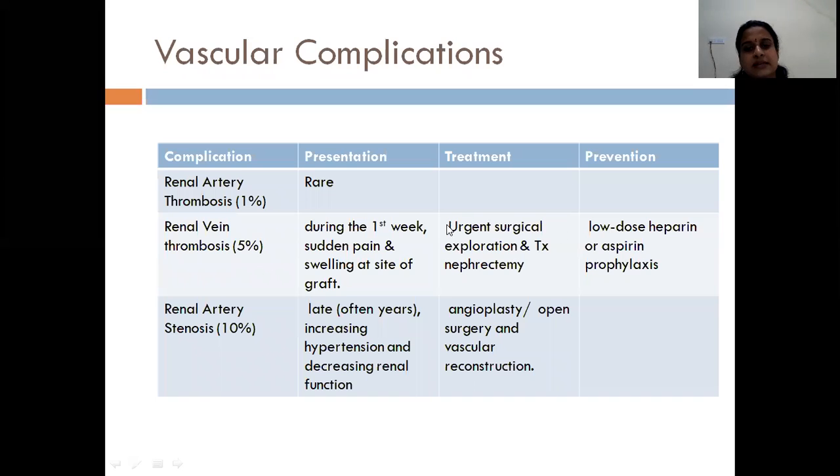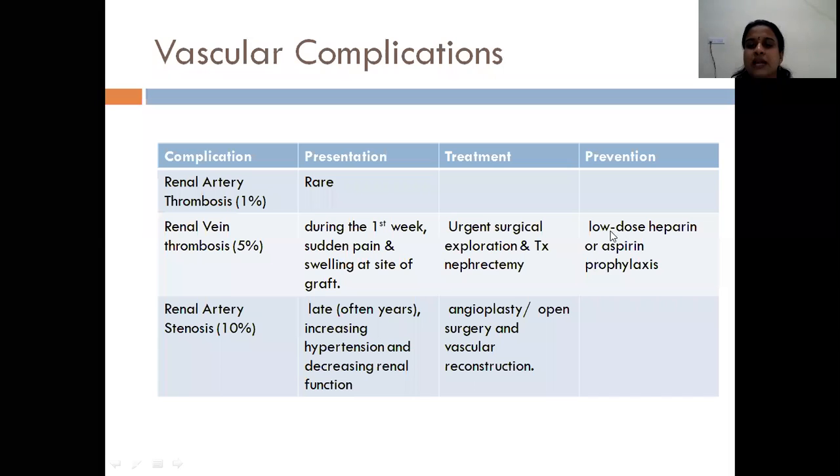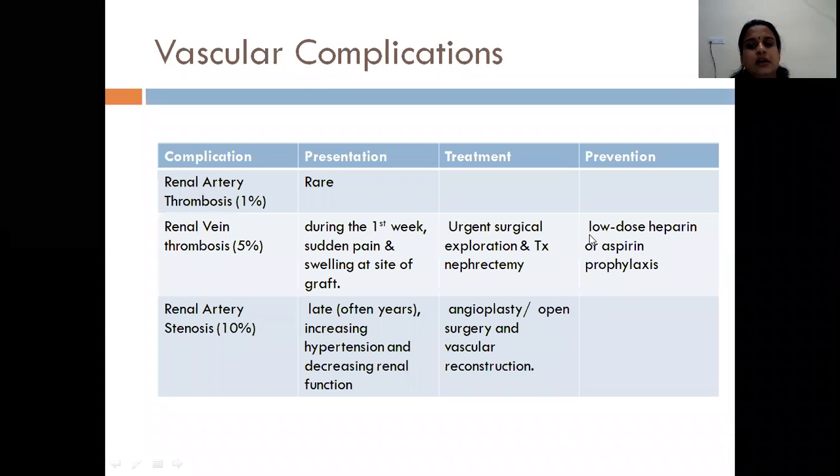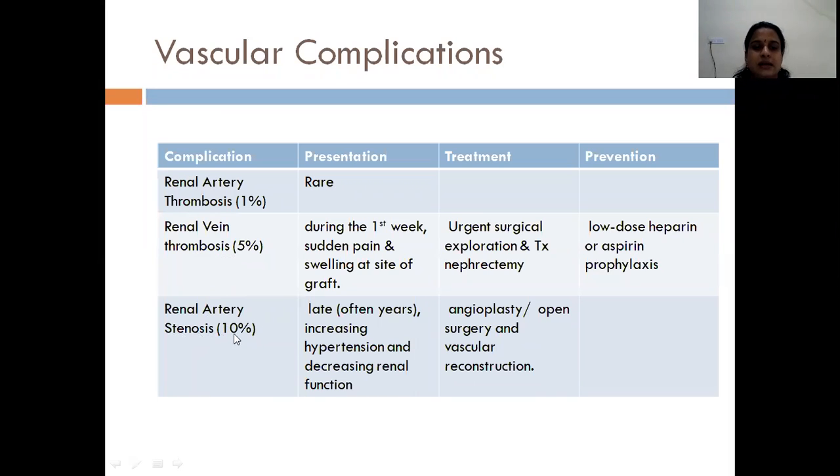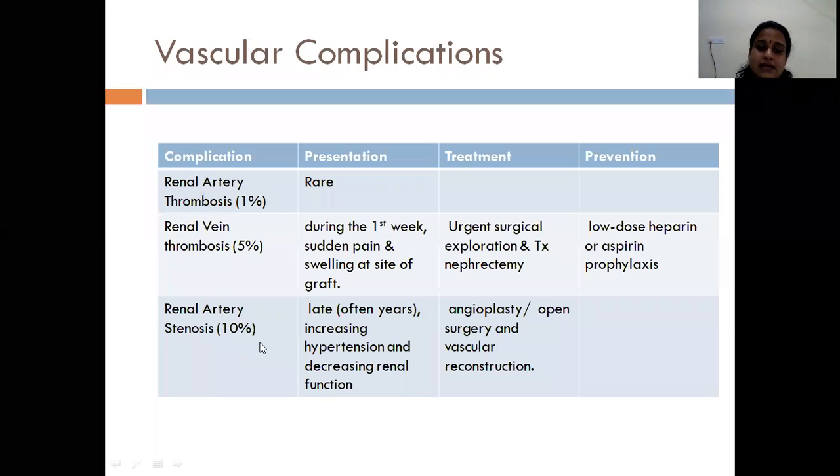So in order to prevent this undesirable outcome, we have to give the patient low dose heparin or aspirin prophylaxis to prevent these thrombotic phenomena. Okay. The other one is renal artery stenosis. It is a late complication, occurring in as high as 10% of transplanted kidneys.